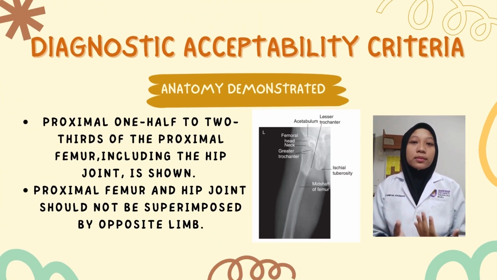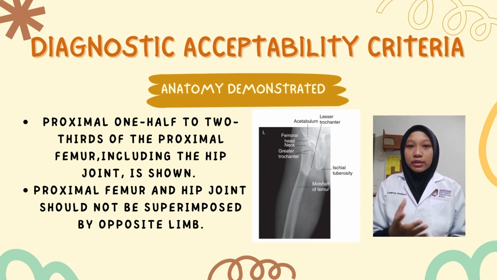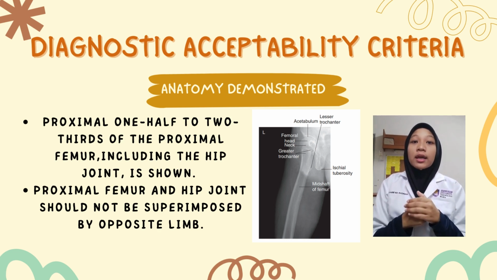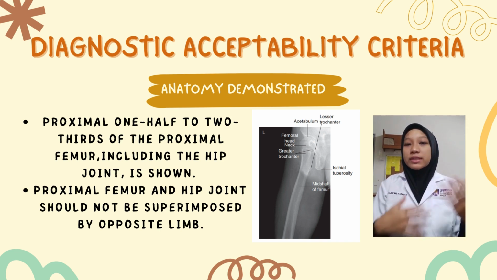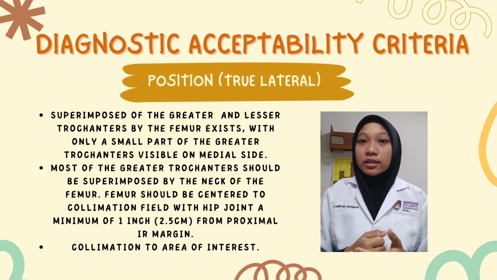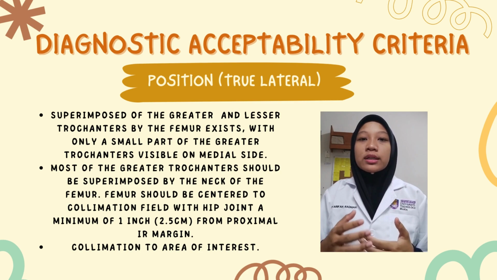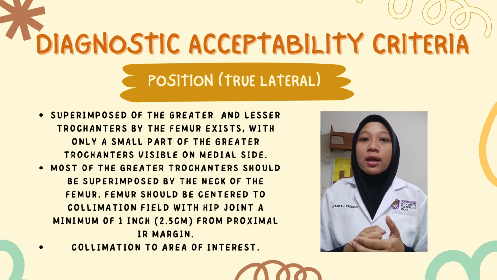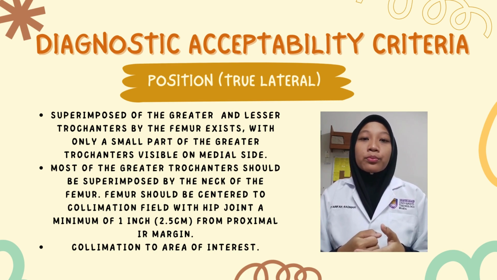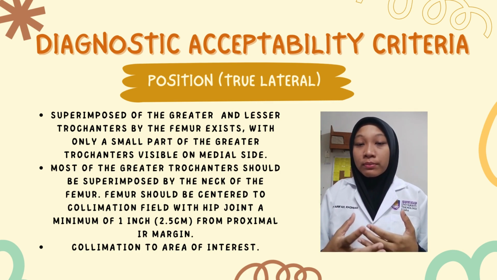So, for the diagnostic acceptability criteria for anatomy demonstrated, we must make sure the proximal 1/2 to 2/3 of the femur, including the hip joint, is shown. The proximal femur and hip joint should not be superimposed by the opposite limb. The next criterion is position. The position must be in true lateral. The greater trochanter is superimposed by the femur axis, with only a small part of the greater trochanter visible on the medial side. Most of the greater trochanter should be superimposed by the neck of the femur.